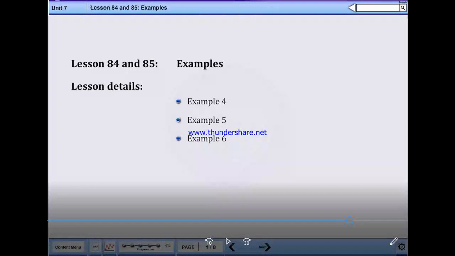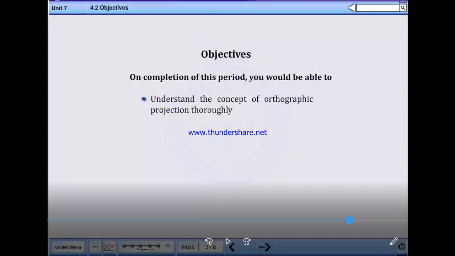Then the next topic is also examples 4 to 6 with the same background. Objectives: after completion of these three examples, you may get the concept of orthographic projection thoroughly.